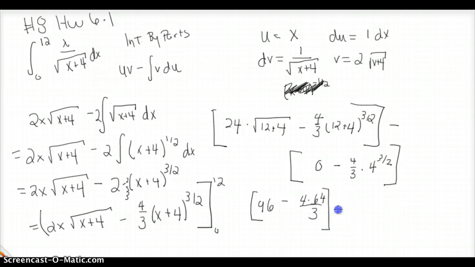And then we end up subtracting, which turns into addition at this point because we can just distribute that negative in. Let's see. The square root of 4 is 2. 2 to the 3rd is 8. So we get 32 thirds. And 4 times 64 is 256, I think it is. Yes.